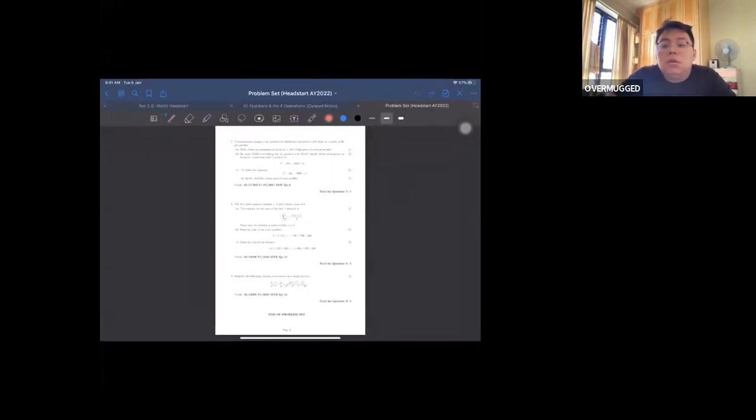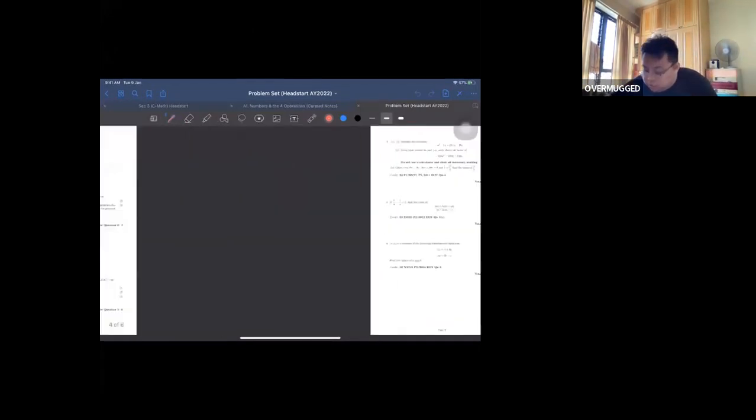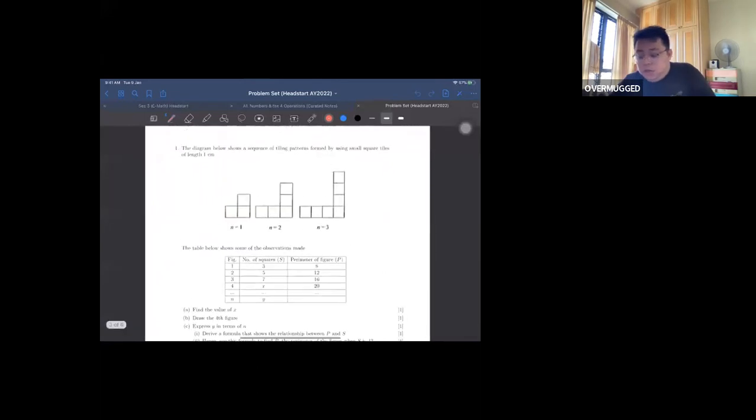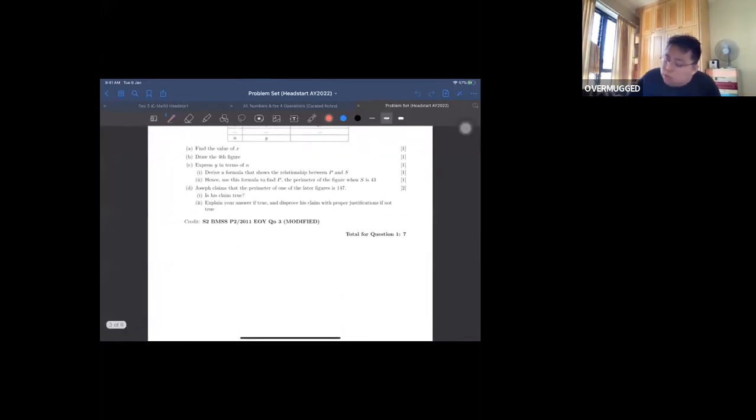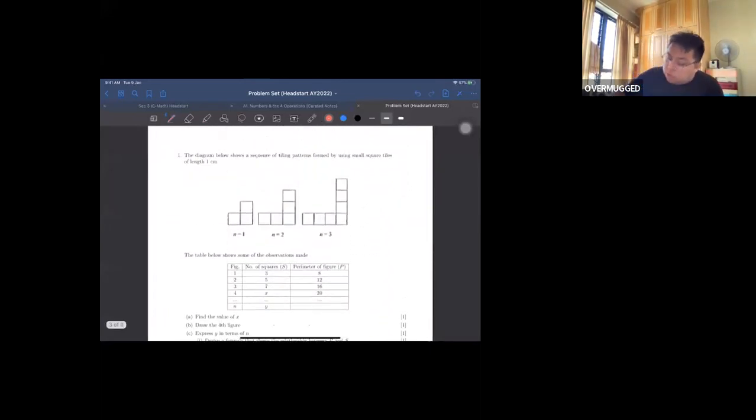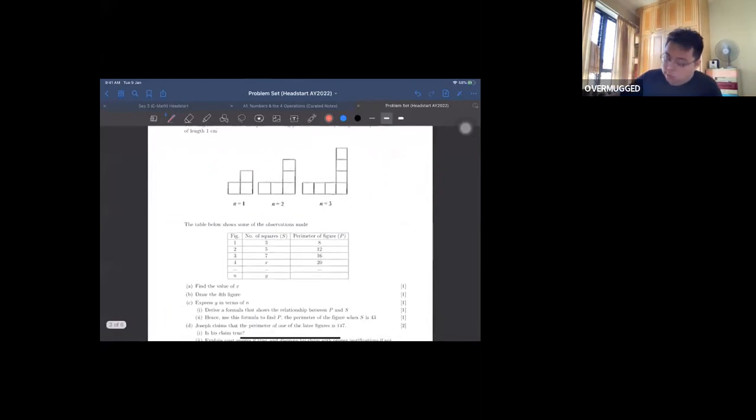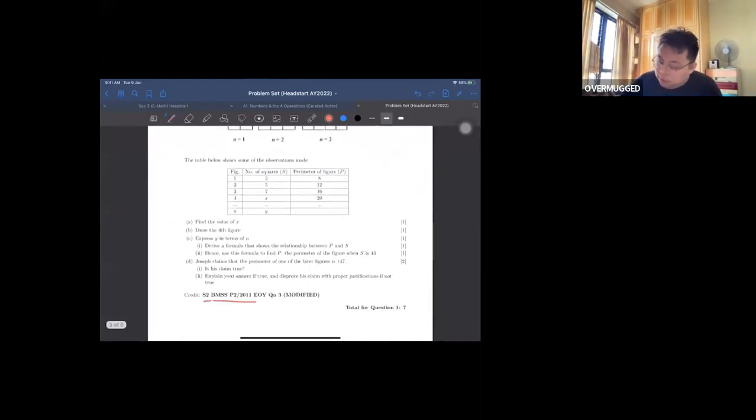Okay, and there we go. So let's go. This is the first question that I'll be covering today. This is a Sec 2 Bukit Merah Secondary School question that I've modified a little bit. The diagram below shows a sequence of tiling patterns formed by using small square tiles of length 1 centimeter. The table below shows some of the observations being made. You need to find the value of x. That's question 1. Draw the fourth figure, and so on and so forth.